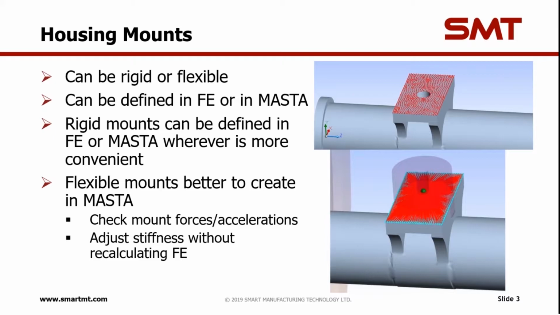For flexible mounts, what we'd recommend is the technique I'm going to show you in a few minutes, which is to define those flexible mounts within MASTA, because this makes additional results available. We'd use a rigid coupling component and use that to define the flexible mount stiffness, and that lets us get results such as the forces and accelerations at the mounts, and also adjust the stiffness without having to redo the FE condensation as well. So I'm just going to switch to MASTA and explain to you how we can set up those various options.